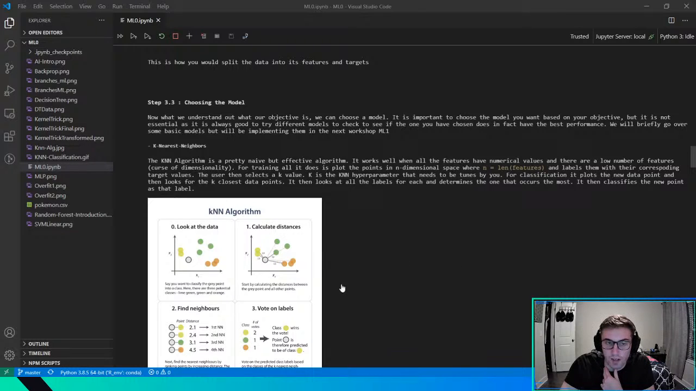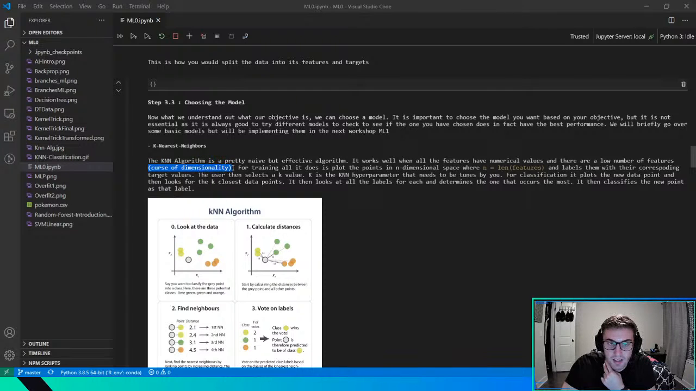This is where we start going over algorithms, and this is a pretty important step. Alright, so k-NN, or k-nearest neighbors, is a pretty naive but effective algorithm. It works well when all the features have numerical values and there is a low number of features. And this is what they call the curse of dimensionality.